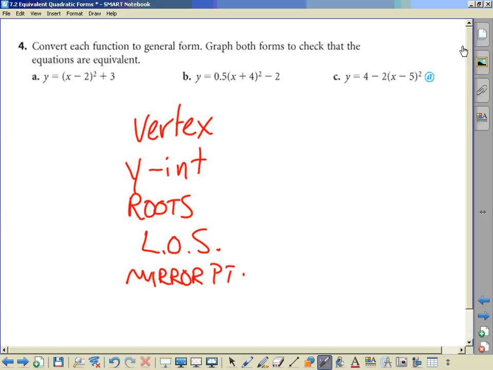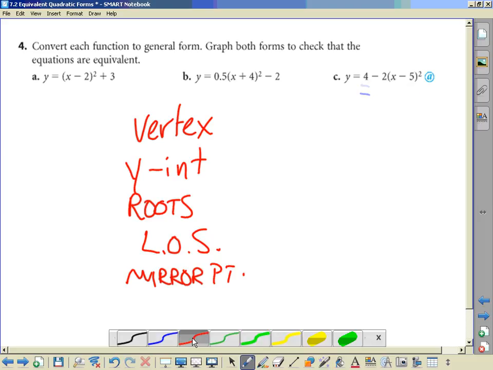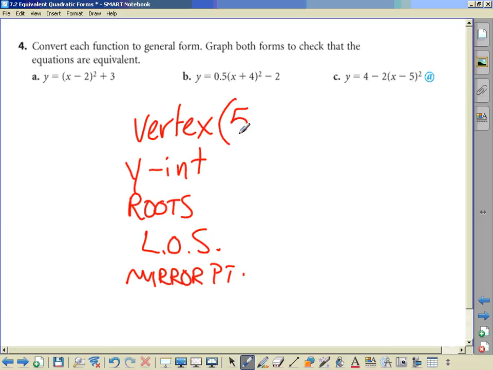Nope, not 0, 4, not 4, 0. How far right does it shift? 5. So it's a shift right 5 because of this. Remember that? Right 5. And this is the up 4. The 4 on the front tells you to go up 4. So as you're going through, you can now go over to the vertex and write 5, 4.